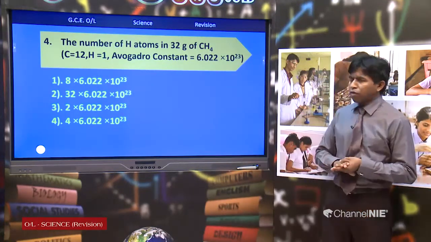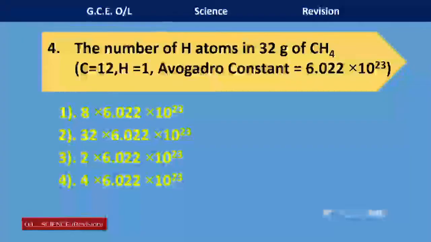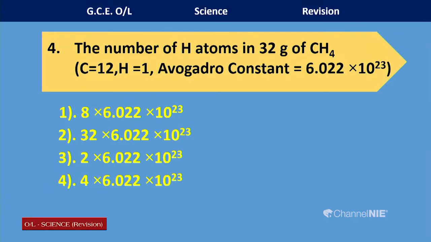Question number 4, again from chemical calculations, grade 10 chemistry. Number of H atoms in 32 grams of CH4. Before you find the number of atoms, you should know the number of moles. How to find the number of moles? You have learned in grade 10 chemistry how to convert 32 grams of CH4 into moles. You have to divide 32 grams by the molar mass of CH4.